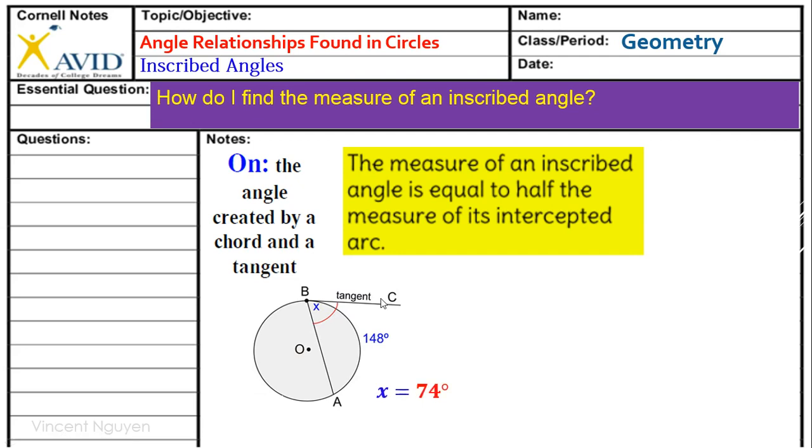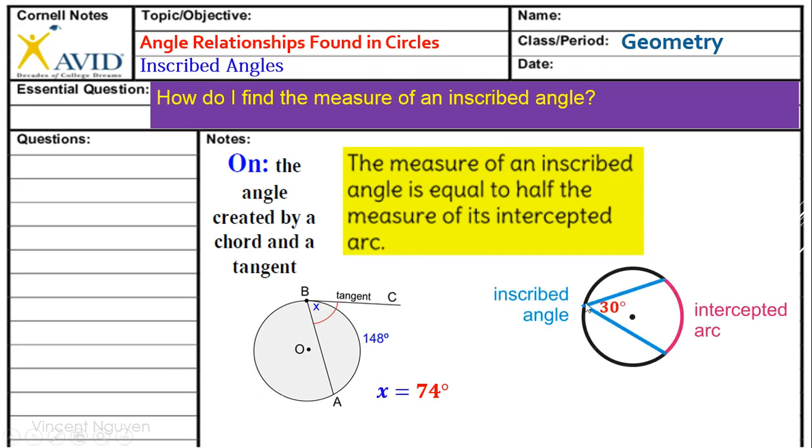Okay, and it works the other way too. If they give you the angle and they ask for the arc, you multiply by 2. So for example, this is an inscribed angle that is on the circle. It's formed by two chords, right? And the angle happens to be 30 degrees. And we're looking for the intercepted arc. Well, if the angle is 30, the arc must be 60 degrees.